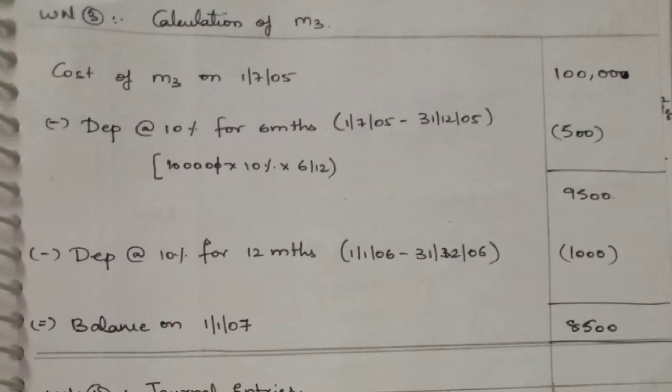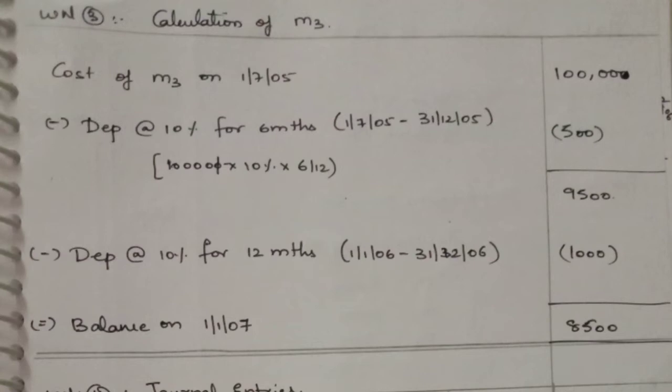And next, in the year 2006, is there any change for machinery 3? No, there is no change in case of machinery 3. So as it is, you have to take the depreciation for 12 months without making any changes, from 1st January to 31st December 2006. That comes to 10,000 into 10% into 12 divided by 12, so 1,000 rupees will be the depreciation. So 9,500 minus 1,000 comes to 8,500, the balance amount as on 31st December 2006, or 1st January 2007.